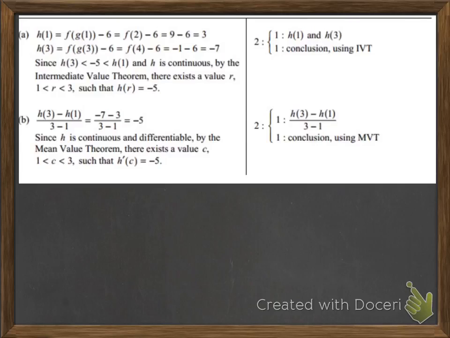This is how they would score that problem on the AP exam. For Part A, you get 1 point for finding out what h of 1 and h of 3 is, and you get 1 point for your conclusion. And then for Part B, you get 1 point for finding the change in h over the change in the x values, and then you get 1 point for writing out your conclusion that you are using the mean value theorem.